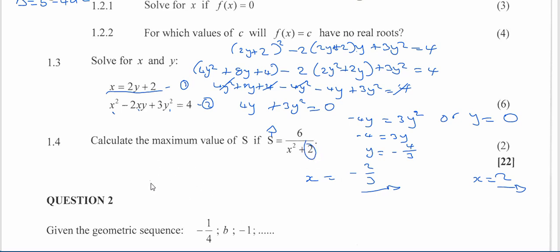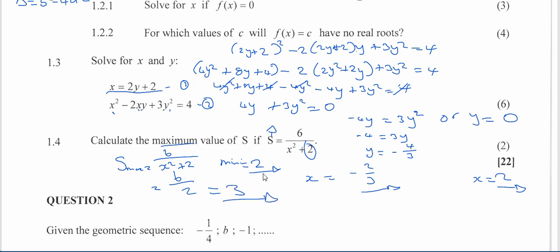So where we are going to have the maximum, the max of 6 over x squared plus 2. So the min is going to be 2. This is the minimum of the denominator. So now we're calculating the maximum of the function, which is 6 over 2. 6 over 2 is going to be 3. So our maximum value is going to be 3.